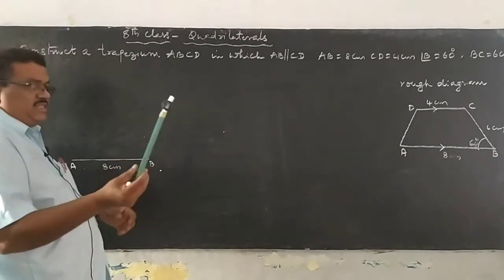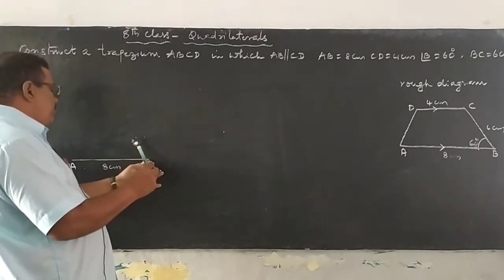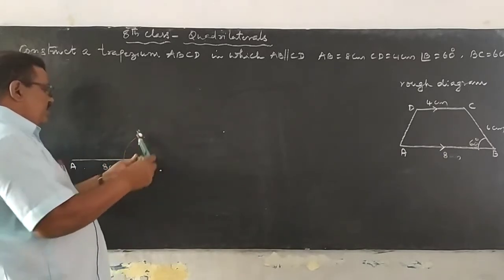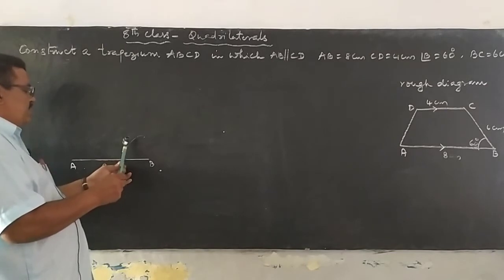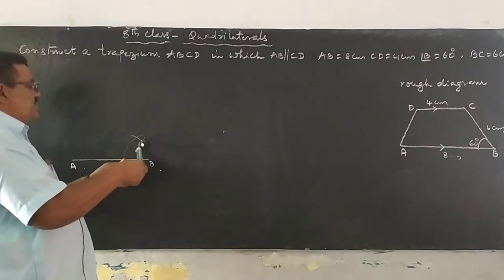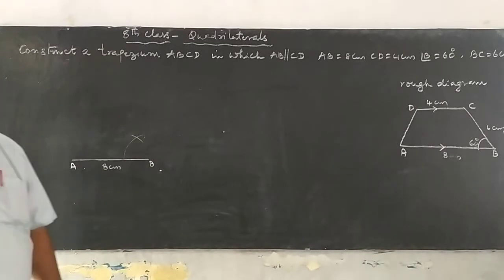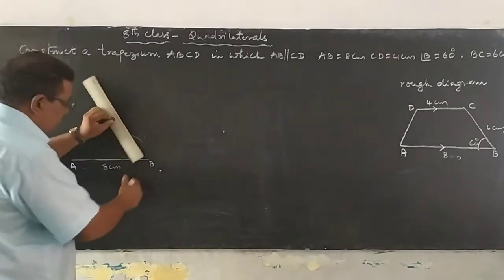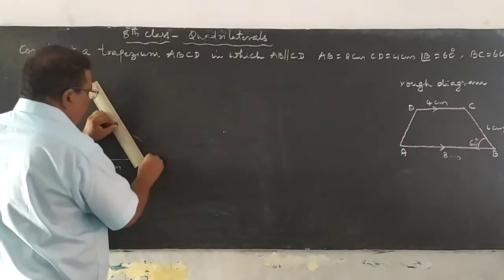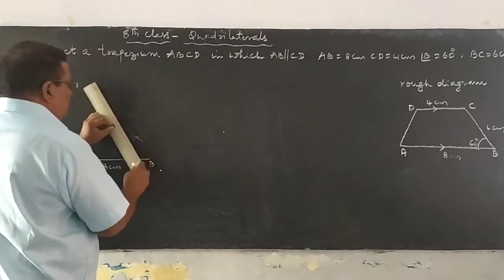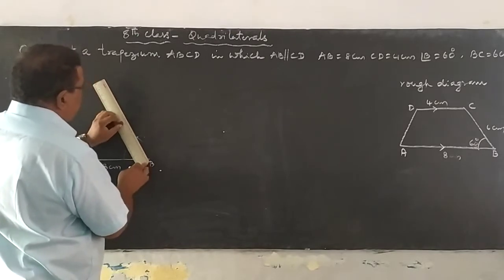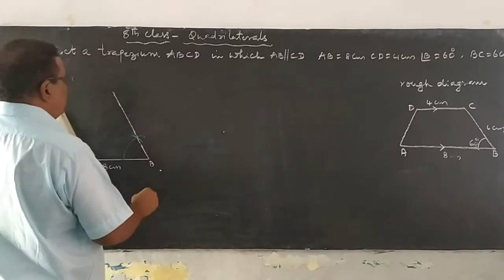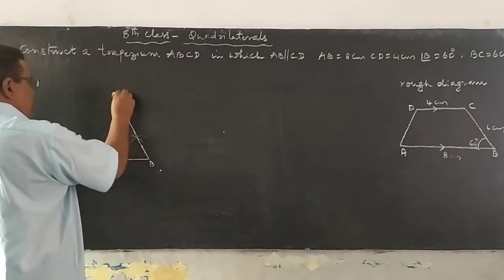Take some convenient radius and with B as center, draw an arc as shown in the figure. Okay children. With the same radius from here onwards, cut this one. This angle is how many degrees? 60 degrees. Draw a ray BX making an angle of 60 degrees.